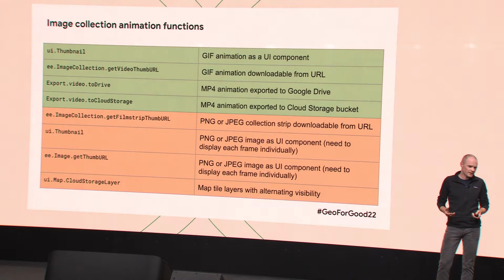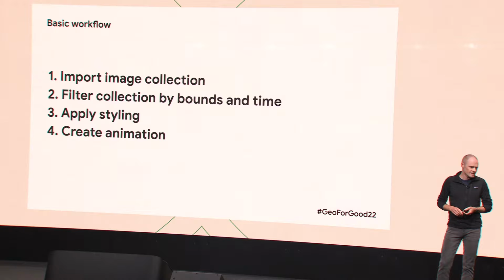So talking about animations, here are the functions that you can use to generate animations. The ones in green are the most direct. The ones in orange are less direct, but you can still make graphics and animations from them. Generally what we're doing is taking this image collection, which is this series of images, and they're being rendered on Earth Engine servers as GIFs, as MP4s, as thumbnails, and also as map tile layers. And I'll go into detail on a few of these in the next slides.